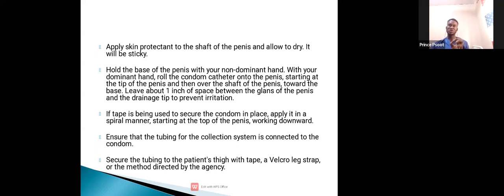So hold the base of the penis with your non-dominant hand. With your dominant hand, you roll the condom catheter onto the penis, starting at the tip of the penis, then over the shaft of the penis towards the base. Leave about 1 inch of space between the glans of the penis and the drainage tip to prevent irritation. If tape is being used to secure the condom in place, apply it in a spiral manner, starting at the top of the penis, working downward. Ensure that the tubing for the collection system is connected to the condom. Then you secure the tubing to the patient's thigh with tape, a Velcro leg strap, or the method directed by the agency.